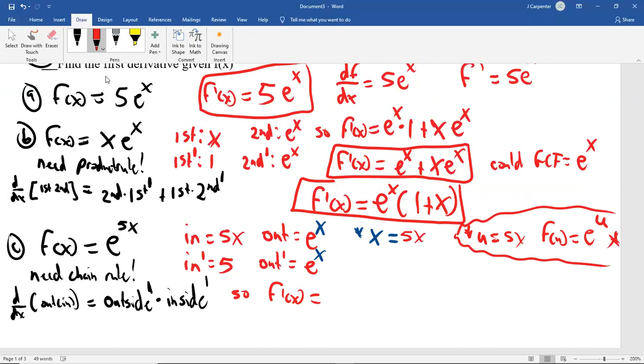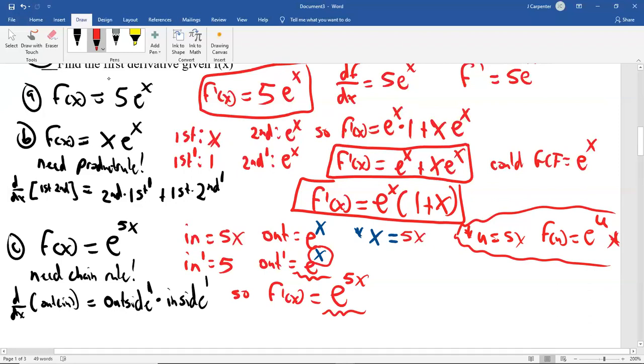So the derivative of the outside, that was this e to the blue x. But I don't write x here. When we're talking about the outer function, what that's really representing is the u, which is 5x, or the inside, which is 5x. So again, this right here is this here, but I don't write the substituted variable. I write what was originally the inside.